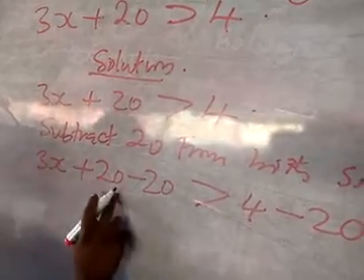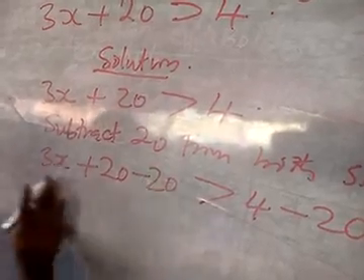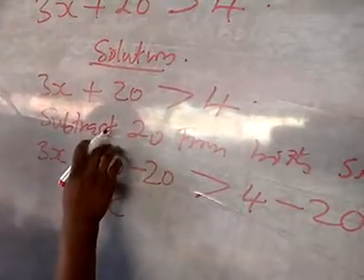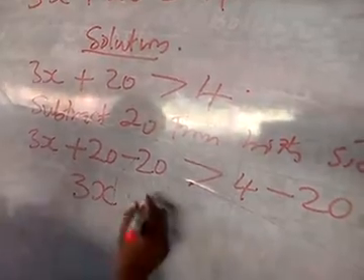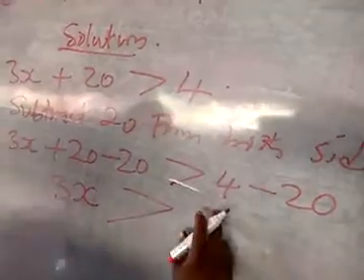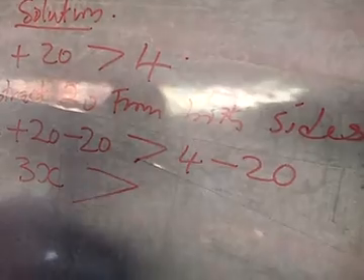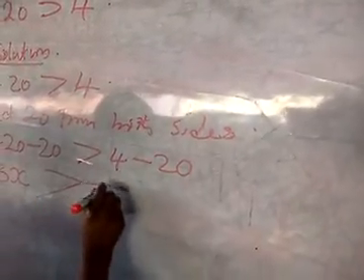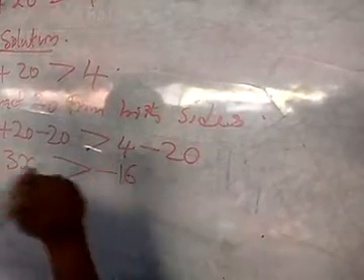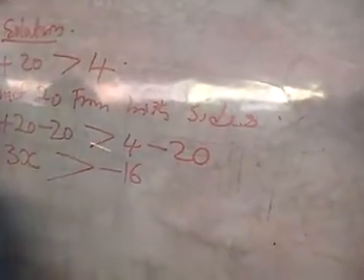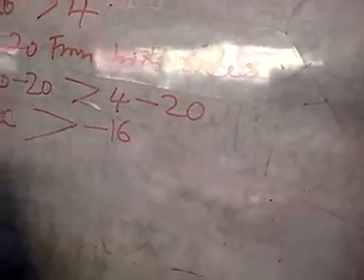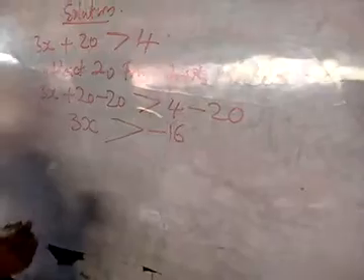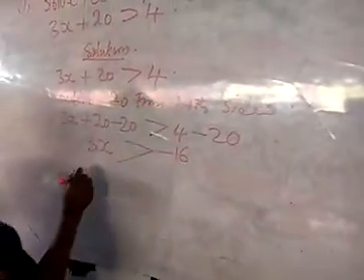3x plus 20 minus 20 will give you 3x. We are left with 3x at the left-hand side. 3x is greater than 4 minus 20. You know that 4 minus 20 will give you minus 16.